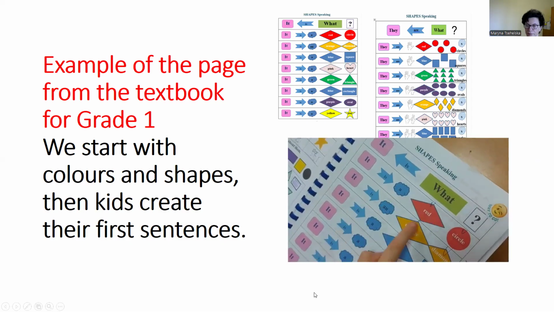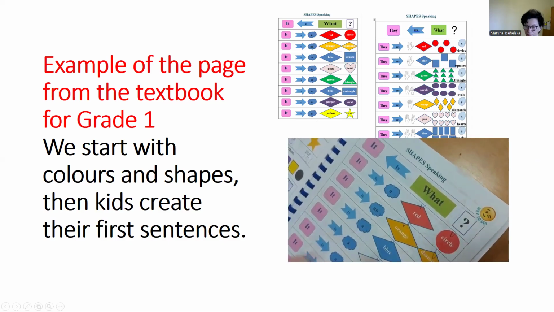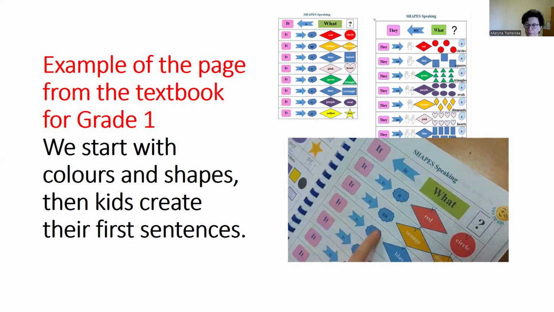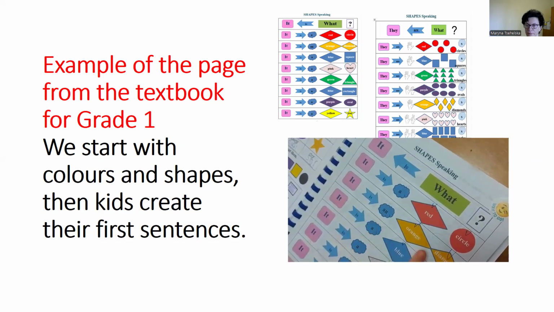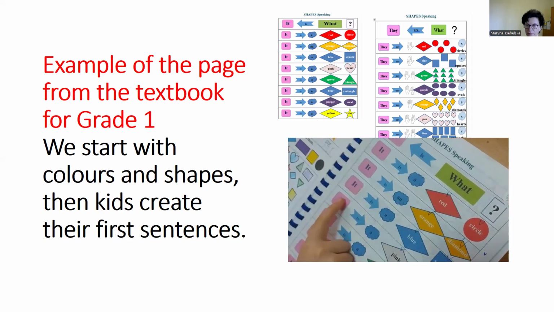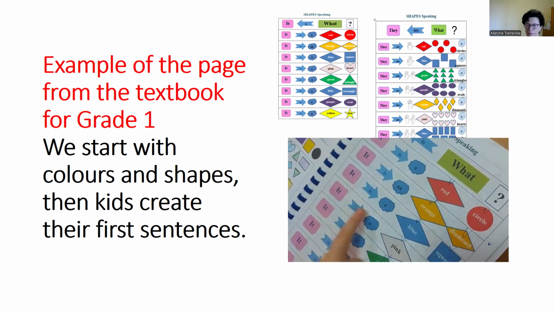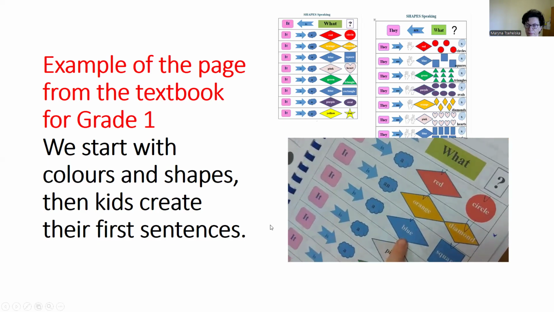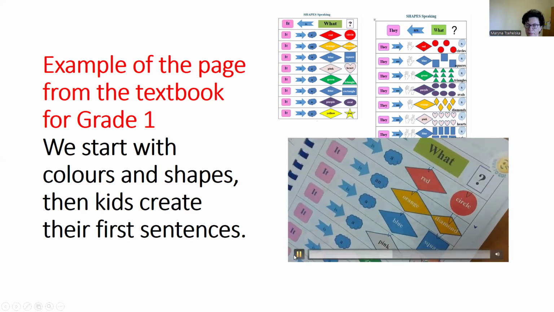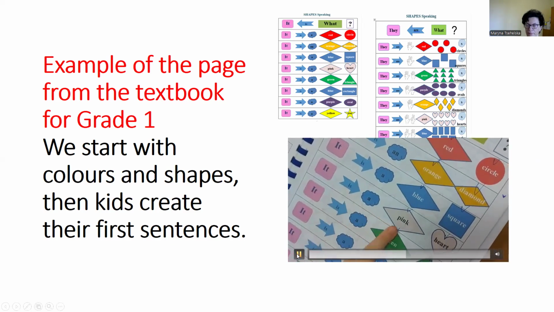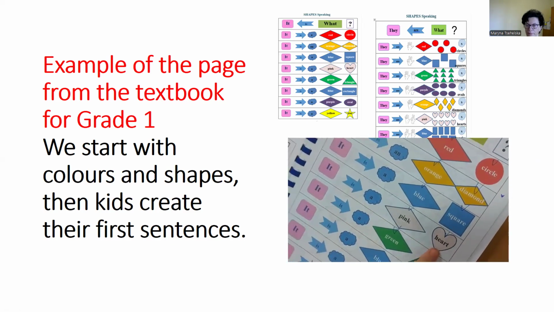It is a red circle. It is an orange diamond. It is a blue square. Okay. It is a pink heart.